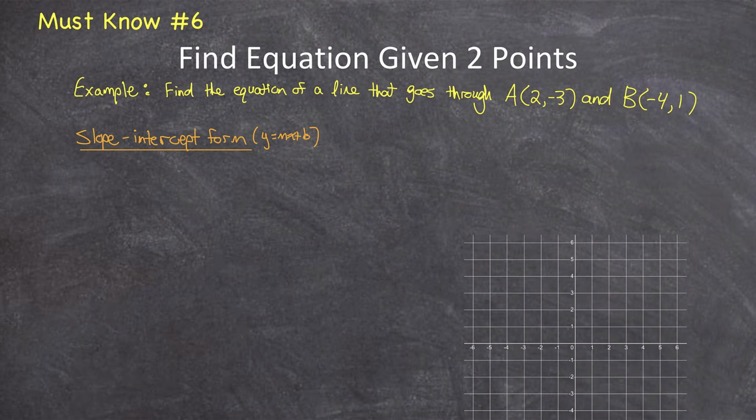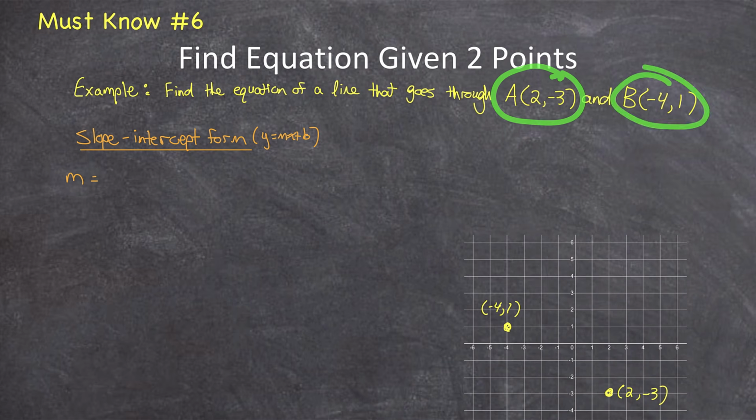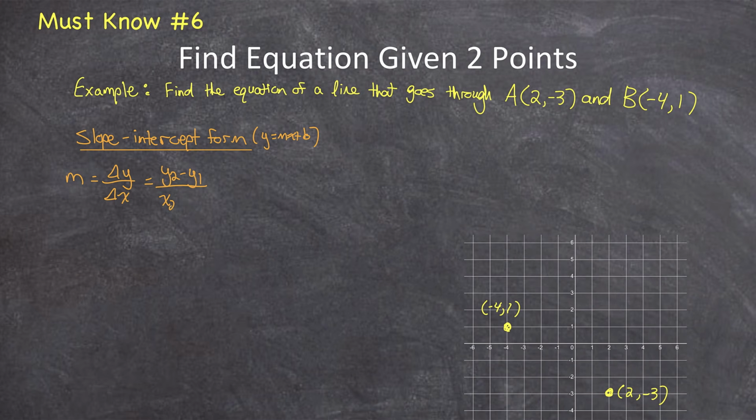Let me start by plotting the 2 points we have. If I want the equation in slope-intercept form, I need to solve for m and b. M represents the slope, which when we have 2 points, we can find with the formula change in y over change in x: the difference in the 2 y coordinates, y2 minus y1, divided by the difference in the 2 x coordinates. If I pick point A to be my first point, that's my x1, y1, and if point B is my second point, that's my x2, y2.